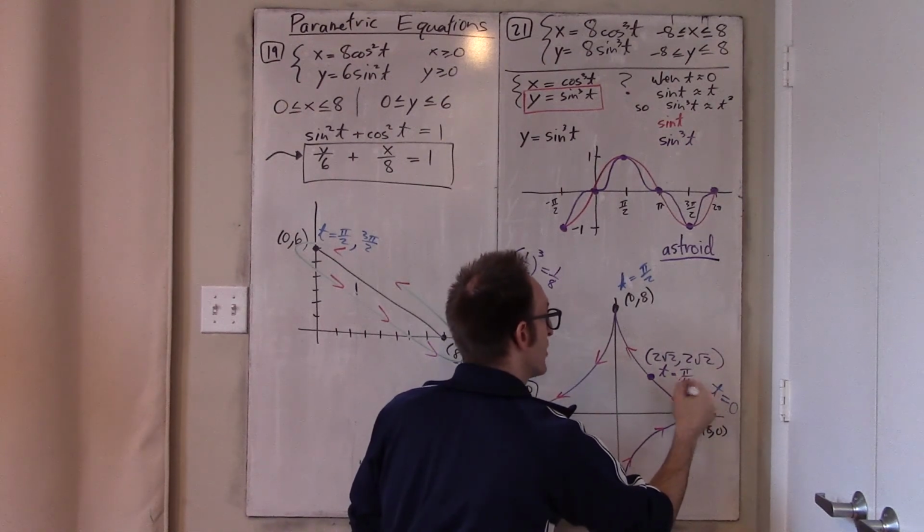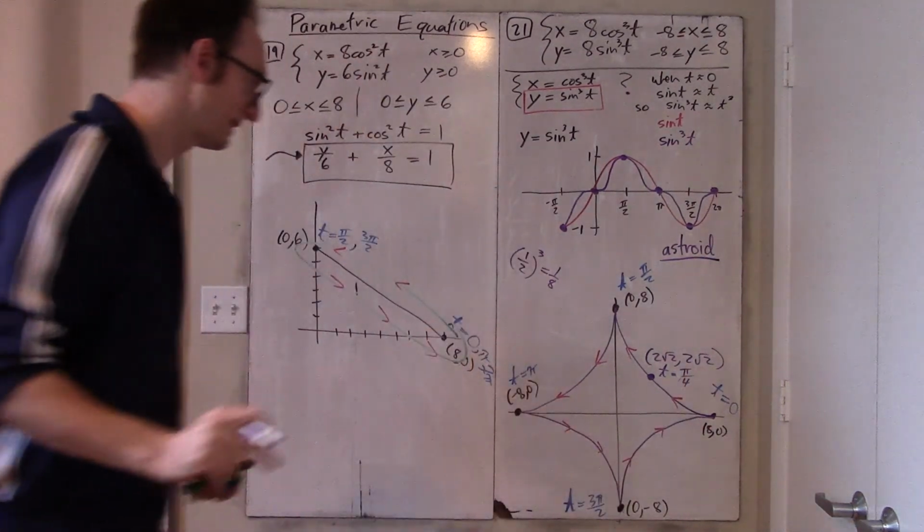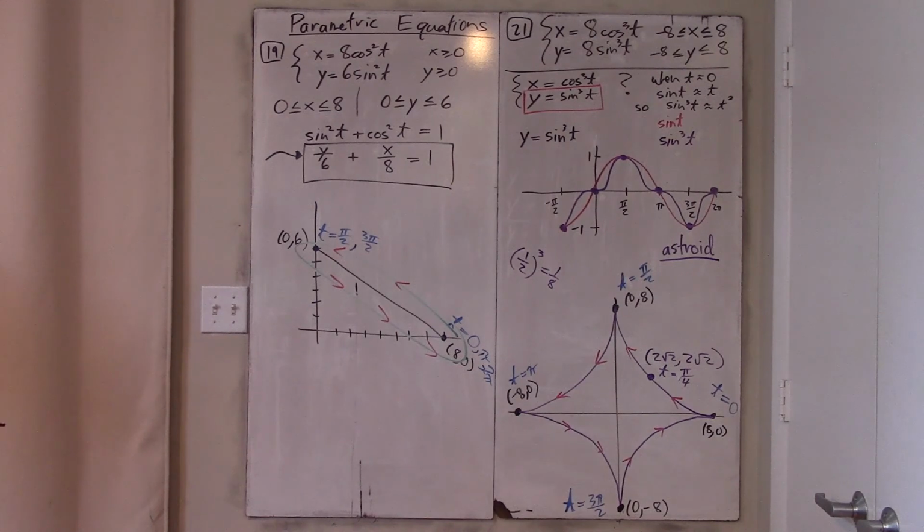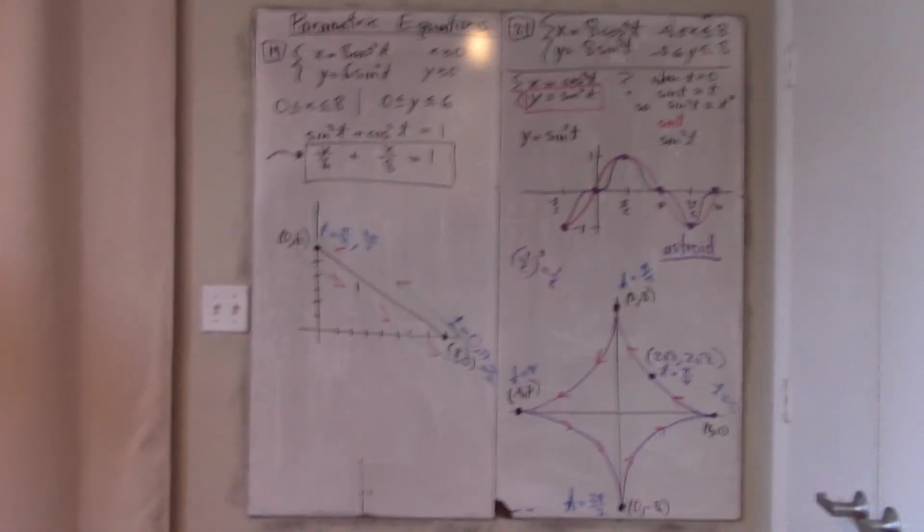And if you did 3 more of those, you could make this graph a little bit more accurate, if you wanted. Okay, good. That completes Parametric Equations Packet 1.